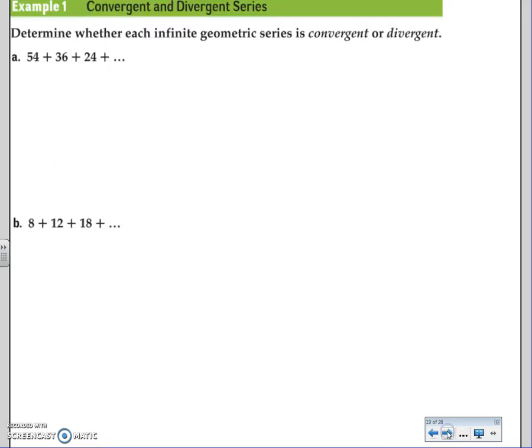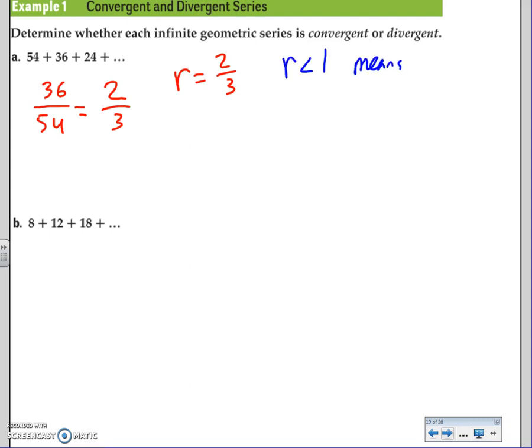First example, determine whether each infinite geometric series is convergent or divergent. Again, all we have to do is find r. To find r, we do the second term divided by the first term. I can divide it by 18 each, so that's 2 over 3. Because r equals 2 over 3, that is less than 1. So r less than 1 means convergent.